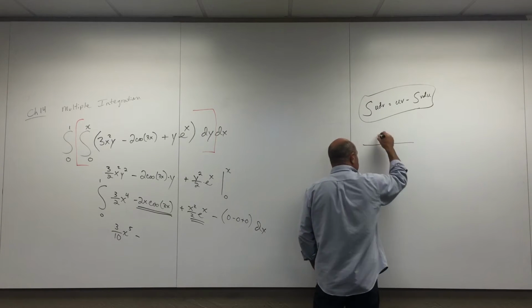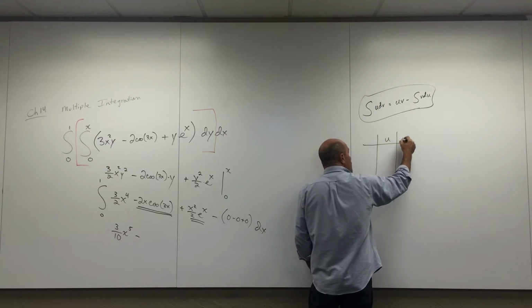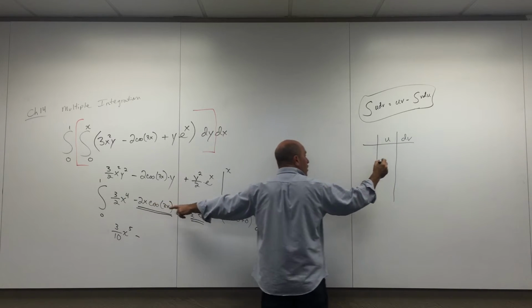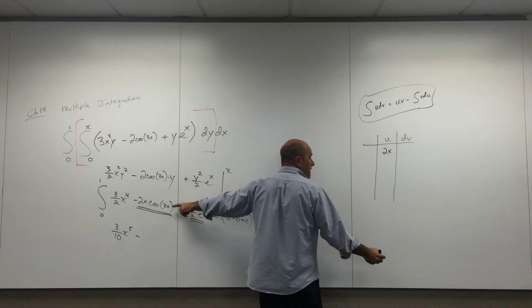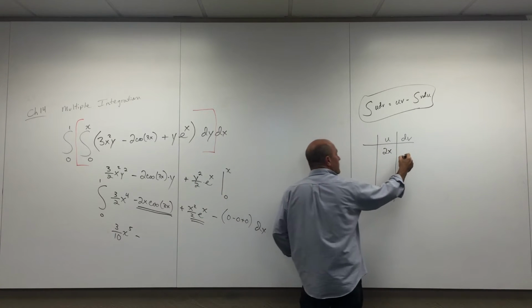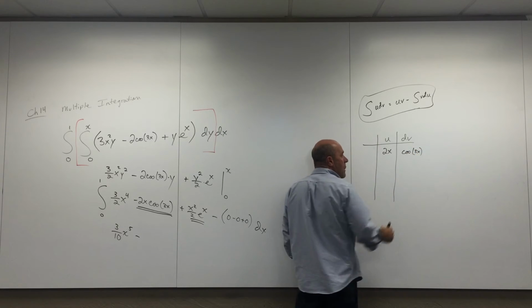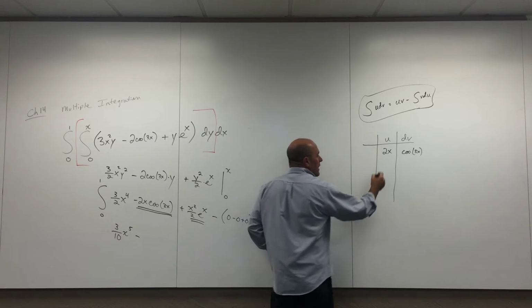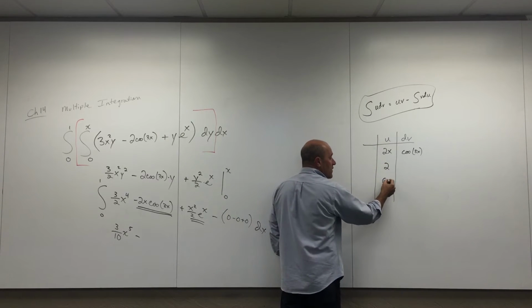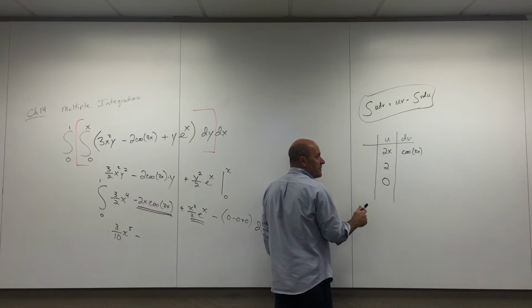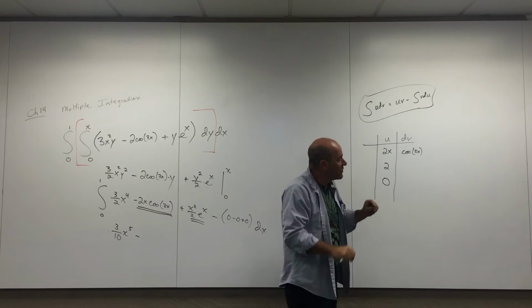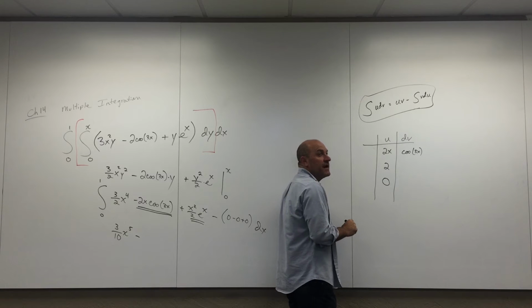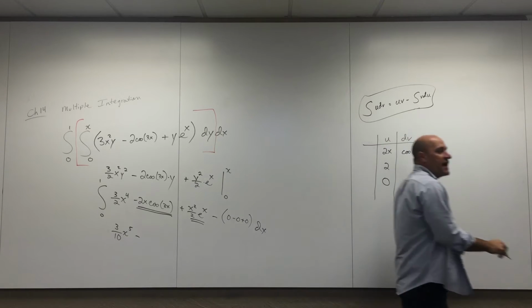I can set up a table where I identify u and I identify dv. For this integral right here, I'm going to call u the 2x, and I'm going to call the dv the cosine of 3x. Now you differentiate the u to get du. That's a 2. You do it again and it goes away to 0. You take derivatives of u. You actually do little mini integrals here. You integrate dv to get v. Integrate cosine 3x. I think you get sine 3x.